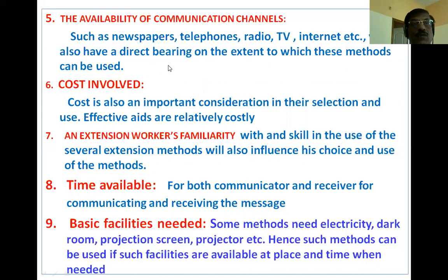Suppose the extension worker wants to convey the message through radio and it is not accessible, he cannot use it. If the TV center is not accessible, he cannot use it. So you should select methods looking at the availability or accessibility of the channels. Next is cost involved.